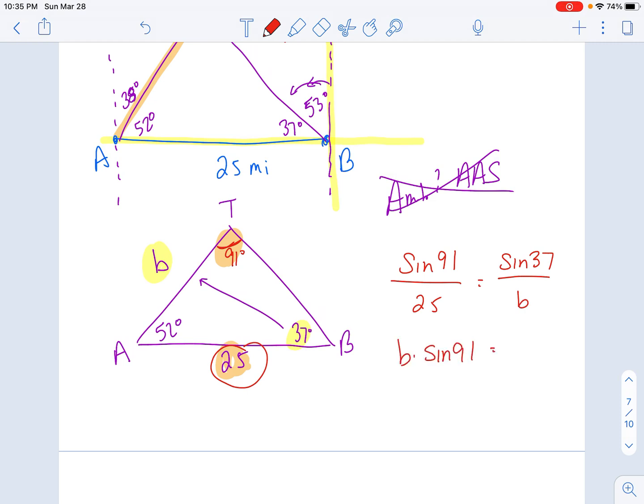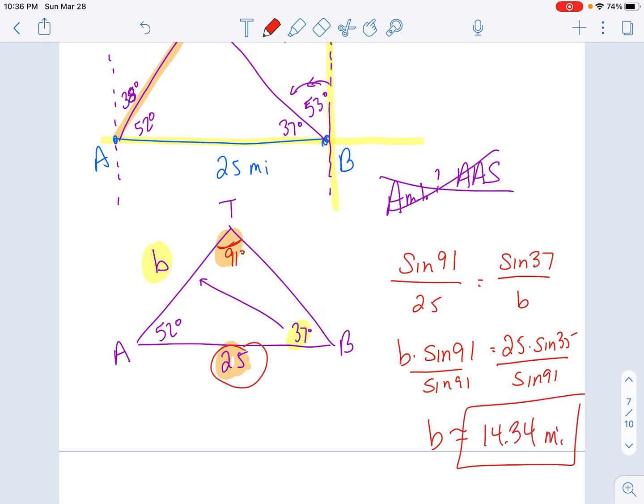Cross multiply, I get b times sine of 91 equals 25 times sine of 35. Divide both sides by sine of 91. So to find the distance from point A to the tornado, we've got to do 25 times sine of 35. Hit enter, close your parentheses, divide by sine of 91, and we get approximately 14.34 miles. So it's about 14 miles away from person 1 to the tornado.